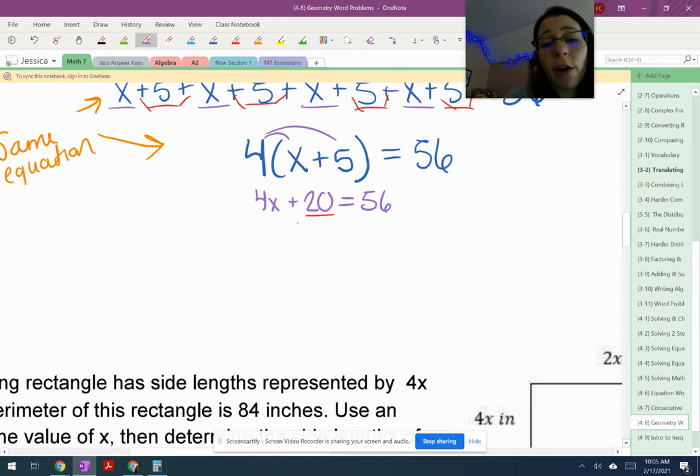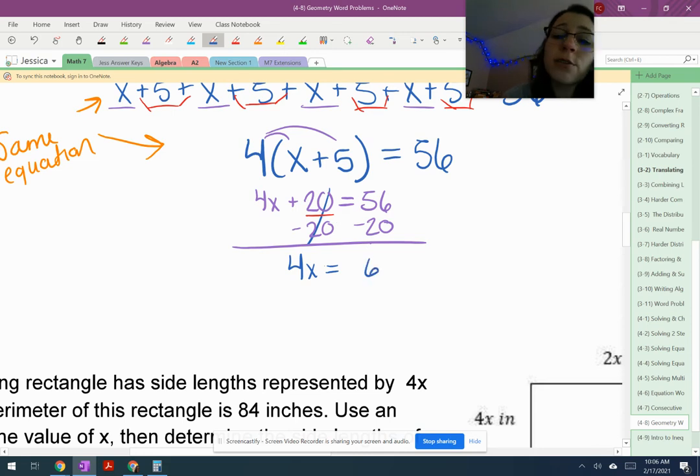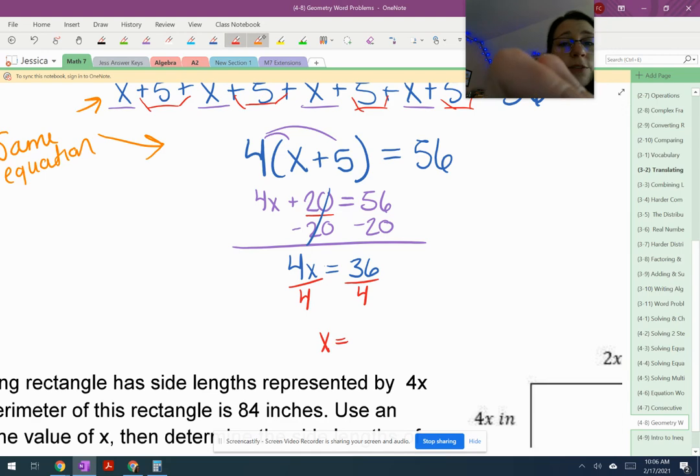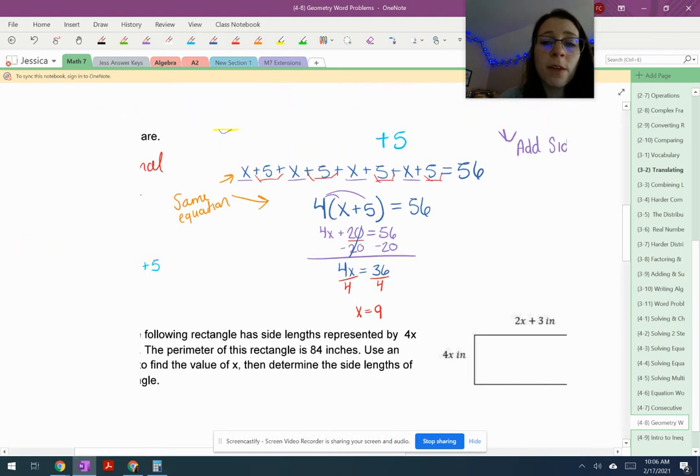So we want to get the 4x by itself by getting rid of that positive 20. So we're going to go ahead and subtract 20 from both sides. The 4x carries down, and my positive 20 and negative 20 cancel out. 56 minus 20 is 36 on the other side. Getting rid of that multiplication of 4 by doing division. And 36 divided by 4 is 9. 9 times 4 is 36.